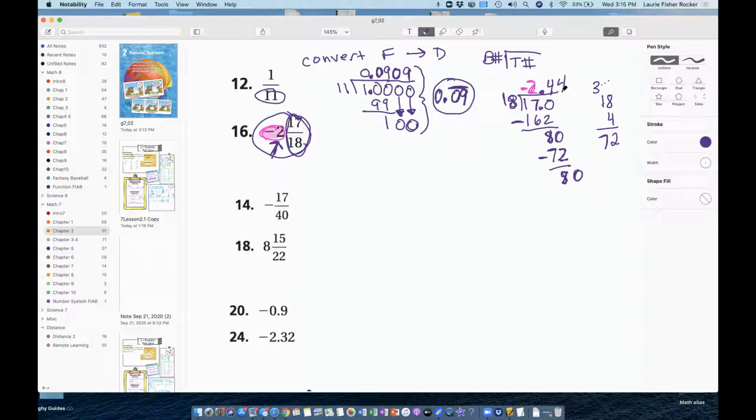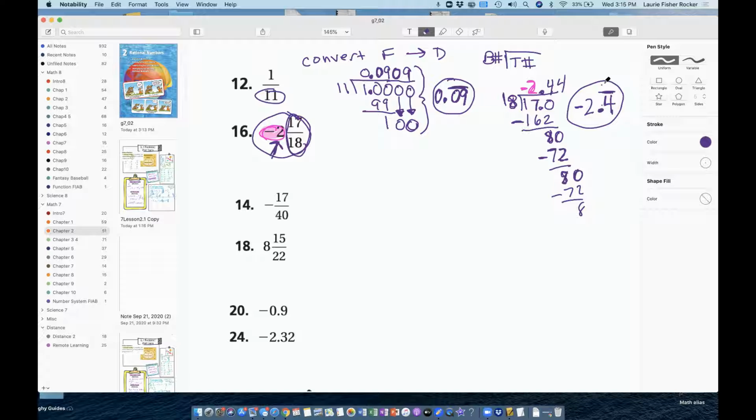Okay, so 4 times 18 is 72. So I subtract, and I'm going to get 8 again. So I've got a pattern, a repeating pattern. And when I've got that repeating pattern, I'm just going to erase that there. Then it's going to be negative 2 point, and the 4 is the repeating. So I'll just put 4 with the bar over it. Negative 2.4. And then that's my answer.